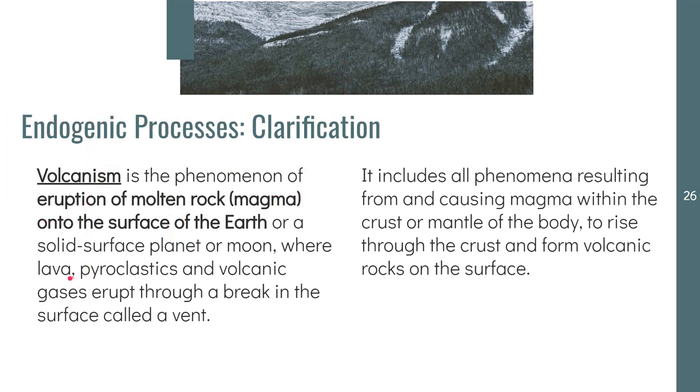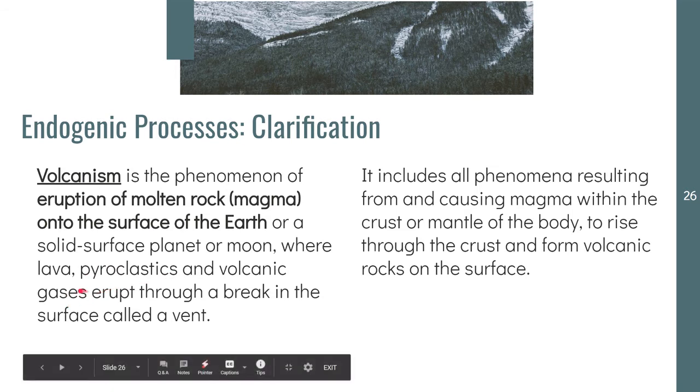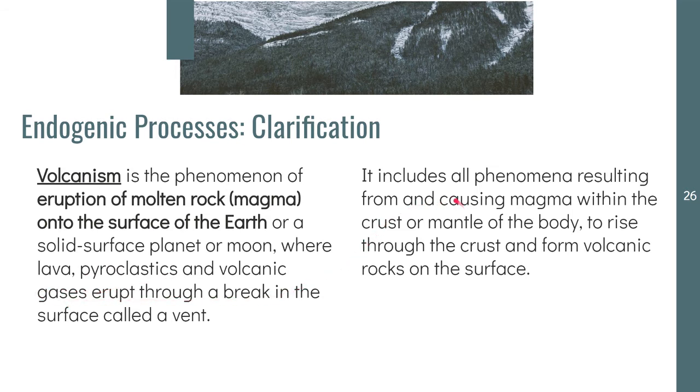So it could have pyroclastics, so those are ashes, and steam and dust clouds, or volcanic gas eruption. So volcanism includes the phenomena resulting into the eruption of magma onto the Earth's surface.